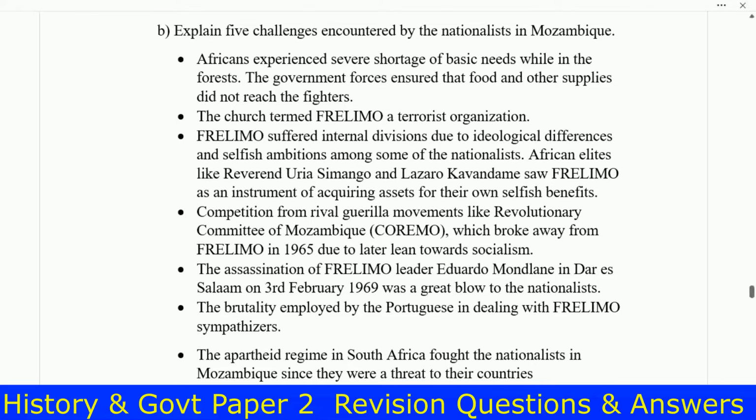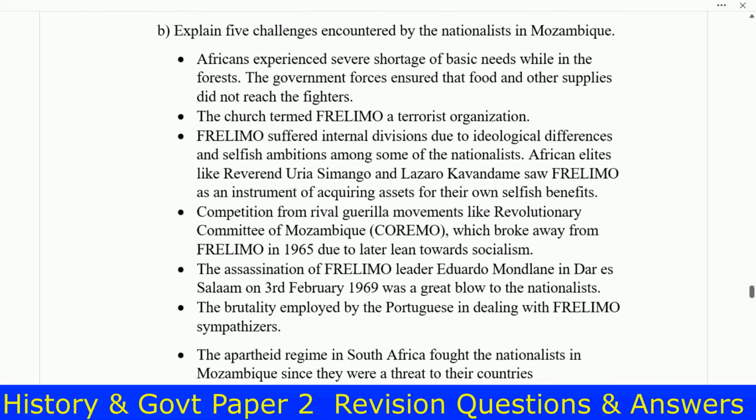Africans experienced severe shortage of basic needs while in the forest. The government forces ensured that food and other supplies did not reach the fighters. Number 2, the church termed Frelimo a terrorist organization. Next, Frelimo suffered internal division due to ideological differences and selfish ambition among some of the nationalists.